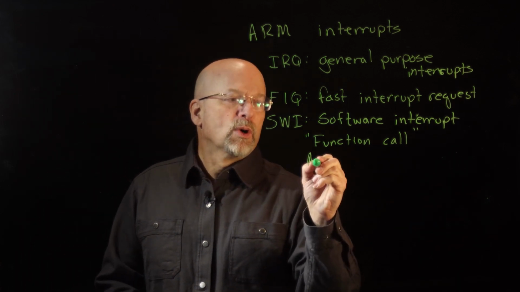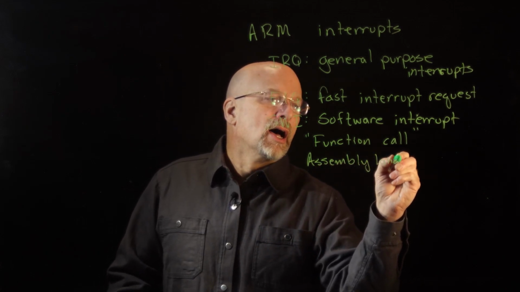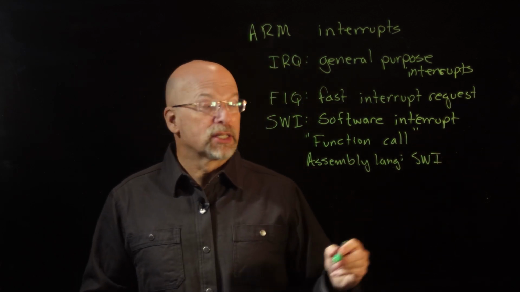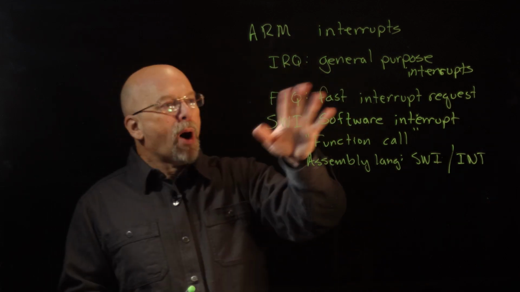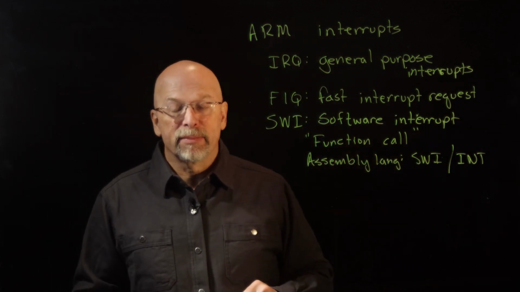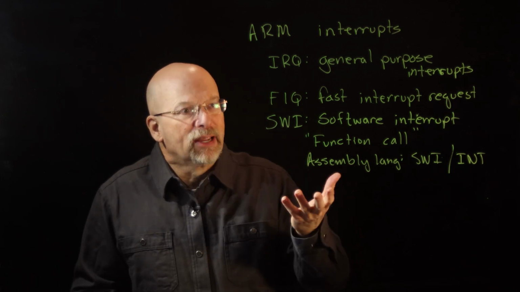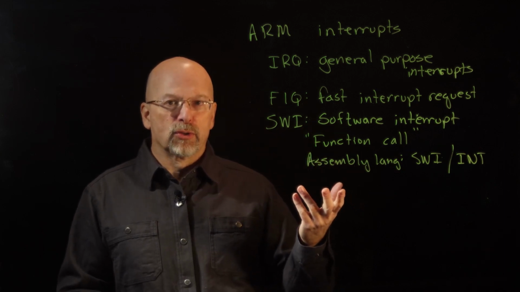In fact, whenever we're looking at the assembly language instructions for the ARM processor, it's an instruction like SWI. The Intel processor equivalent is int. Why is this included in the list of ARM interrupts? Because it does not call a regular method. It's specifically set up to call an interrupt service routine.